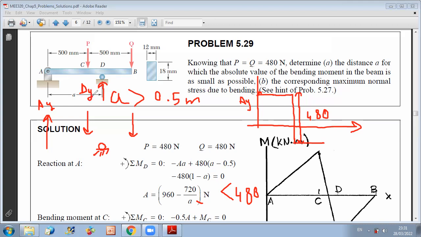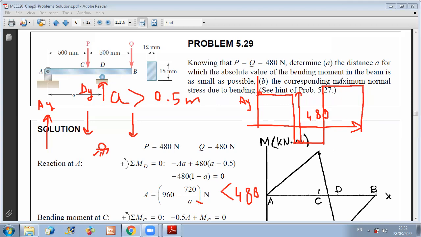So this will cause, now, if you want, a sudden jump in your shear diagram. Okay, and then after D, from D to B, you don't have any change. Okay, and at the end, at Q, you have a downward jump of 480 to 0.